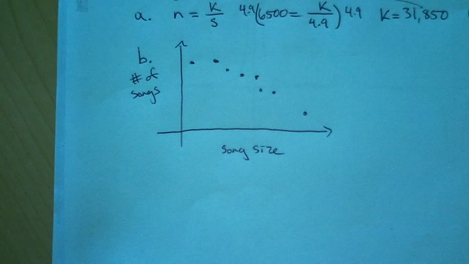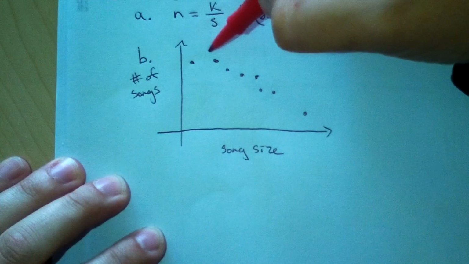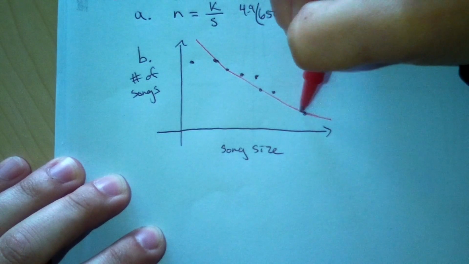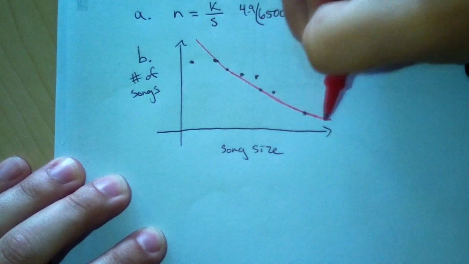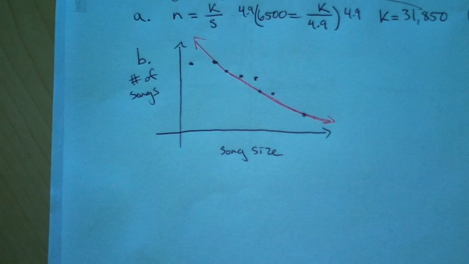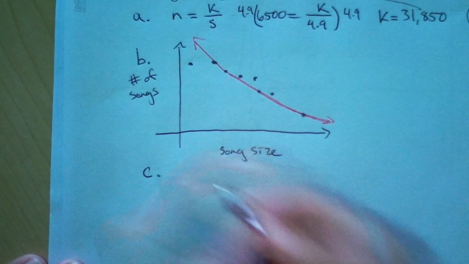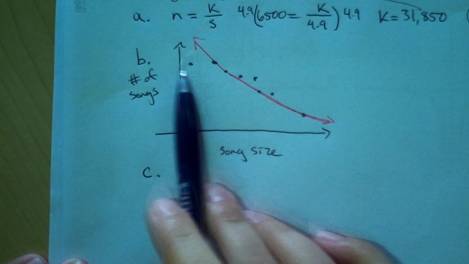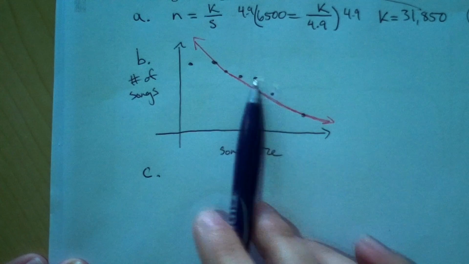And I'm going to make another column here that's my predicted values, and then another one that's my residual. Our predicted ones are going to be when we plug into the equation that we just figured out there, that 31,850 divided by S. And then our residual is always our observed minus our predicted. So we'll take whatever's in this list minus whatever we get for the predicted. That'll give us our residuals.